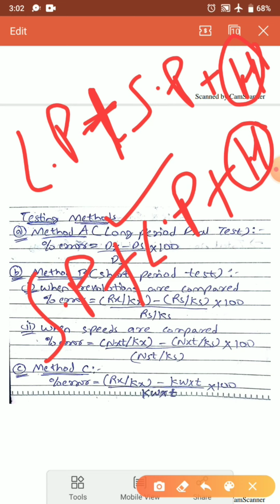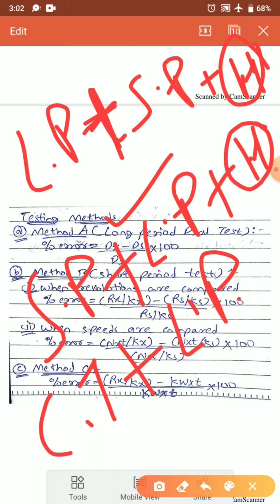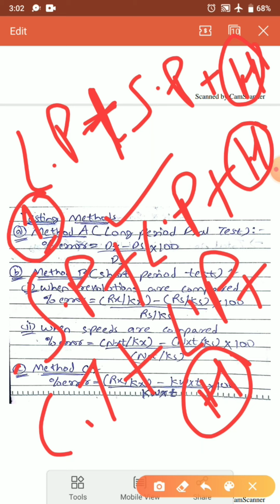Then in method C, we will be doing the calibration test, and after the calibration test we will be doing a long period dial test. Again, to ensure about heating effects, we can give full load condition. At full load conditions we can operate our energy meter. So these are the three different types of testing that we will be doing for an energy meter.